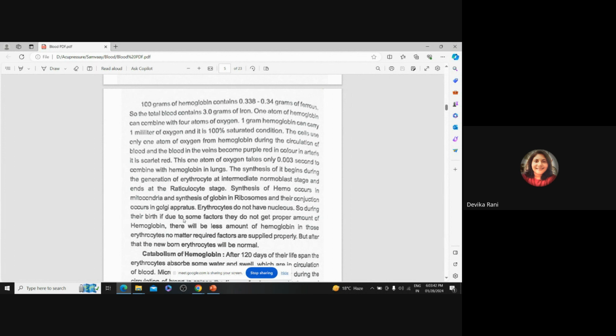This one molecule of oxygen takes only 0.003 seconds to combine with hemoglobin in the lungs. Look at the speed. It takes only 0.003 seconds. Within that time, this oxygen has already combined with hemoglobin in the lungs.